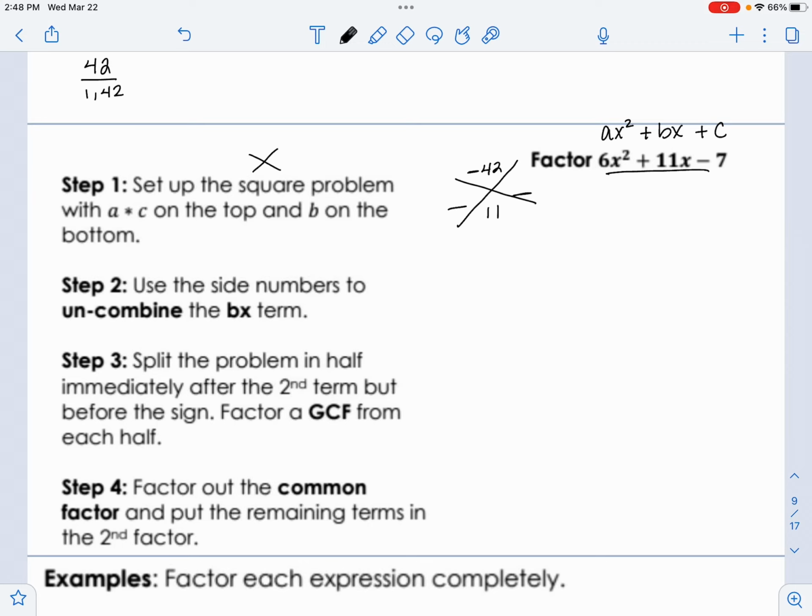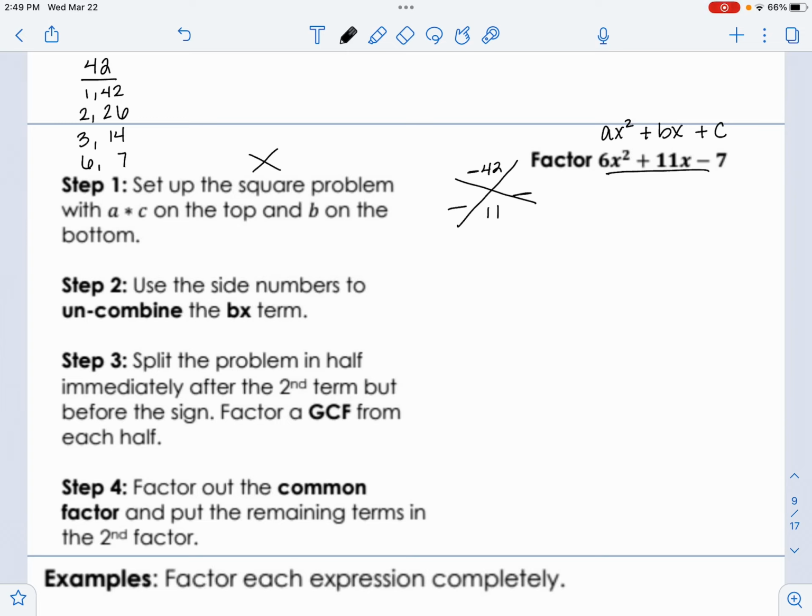So 1 and 42, 2 and 21, 3 will work, 3 and 14. Let's see if any others work. I'm just using my calculator. I did 42 divided by 3 to check. 4 does not go into 42. And then 5 isn't going to work, but 6 is, 6 and 7.